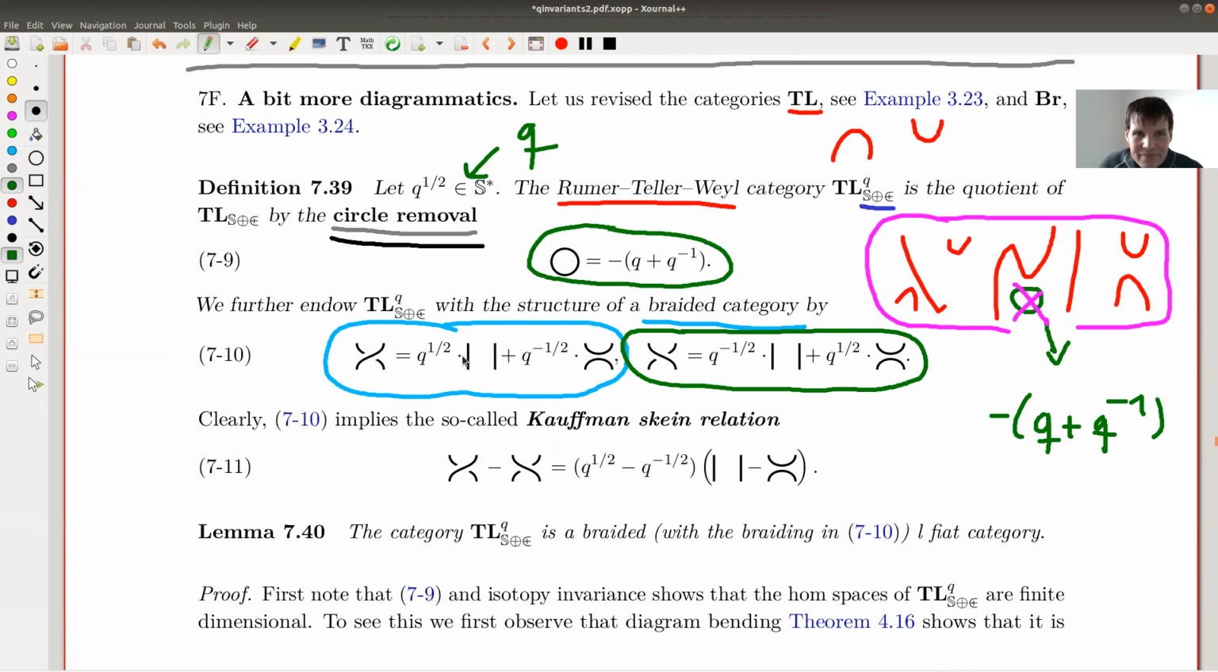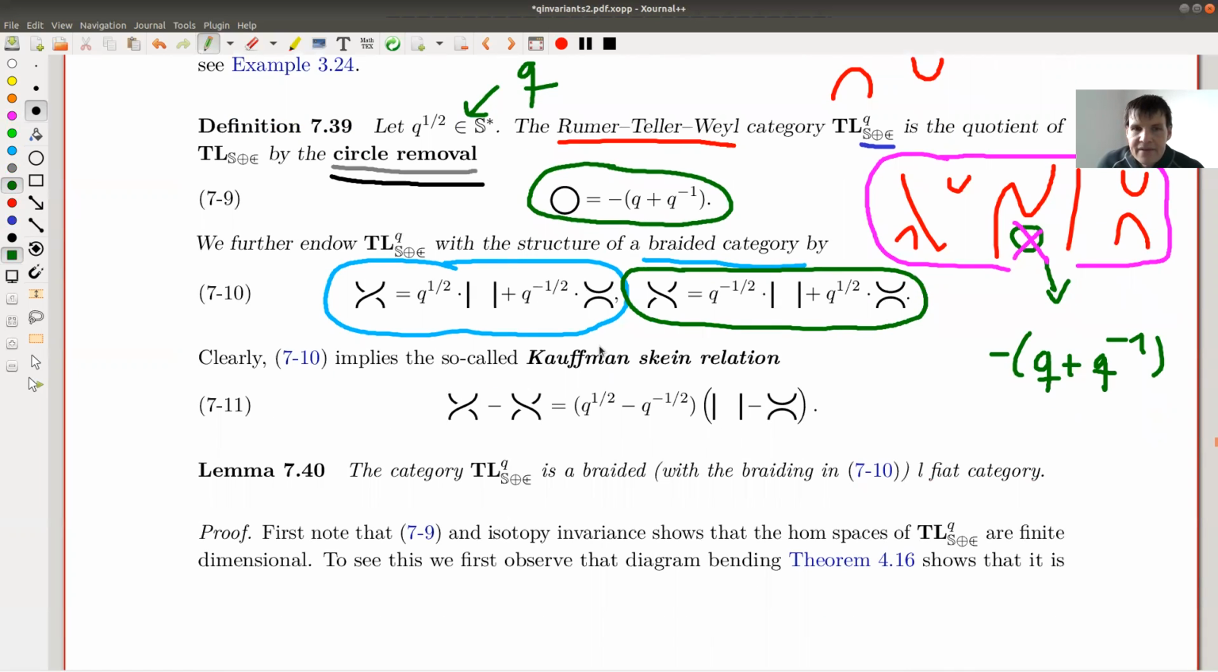A crossing is a linear combination of two straight lines and the cup and the cap, and you throw in the Q's in the right way. And you get the following relation, which is clear if you write this down, and this is called the Kauffman's skein relation. So this is already doing something like topology, because in the end it will enable you to calculate something like a Jones polynomial. But for now, the main point is with those definitions.